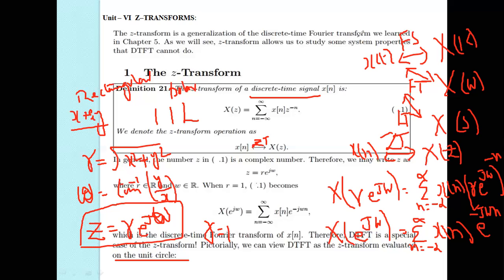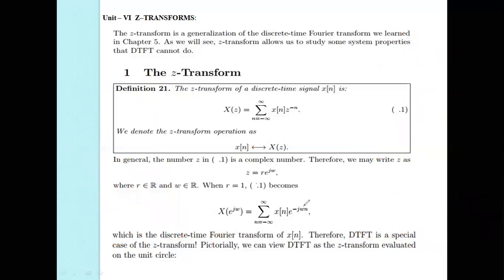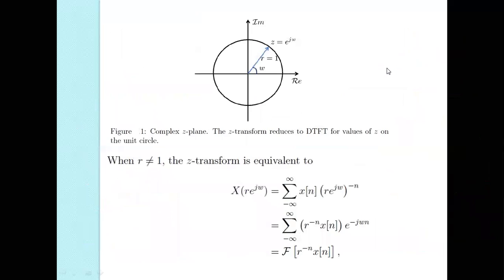I will explain here. So remember that we choose the discrete time Fourier transform of x of n. Therefore, discrete time Fourier transform is a special case of Z transform. Pictorially, we can view discrete time Fourier transform as Z transform evaluated on the unit circle. We'll explain the mapping here.